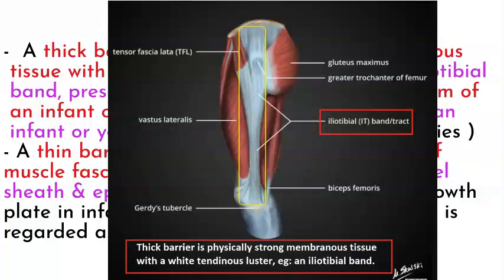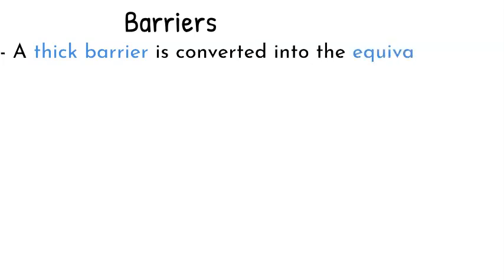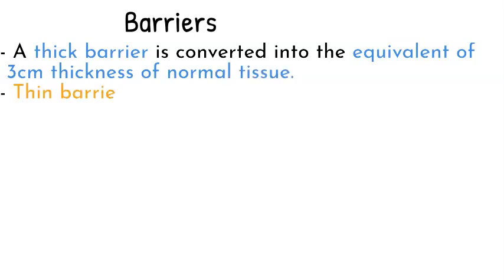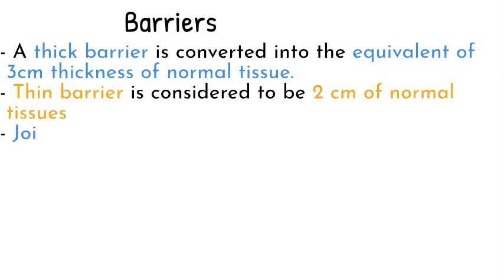This picture shows a thick barrier that is physically a strong membranous tissue with a wide tendinous luster, for example, an iliotibial band. A thick barrier is converted into the equivalent of 3 cm thickness of normal tissue. Thin barrier is considered to be 2 cm of normal tissues. Joint cartilage is 5 cm thickness.